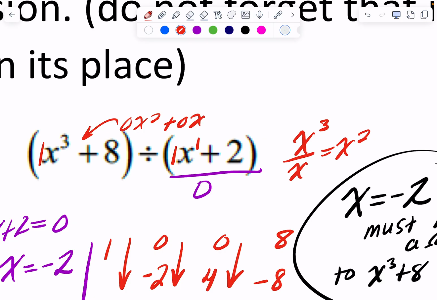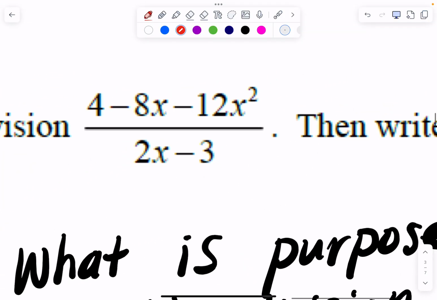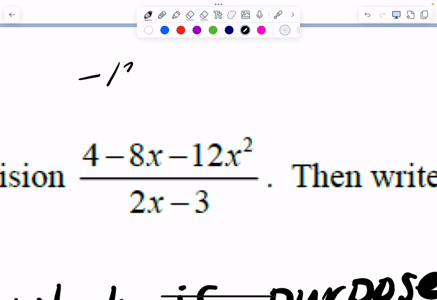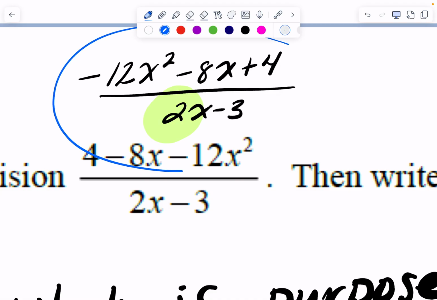Now here's the question. Look at this one. Can we use synthetic division here? No. Let's reorder this real quick: negative 12x squared minus 8x plus 4 divided by 2x minus 3. That's better. You're right, because this is not a 1, if we use synthetic division we are going to get the wrong polynomial. Now here is the thing though, you actually can test something. The question is, what's the purpose? Are you dividing this to test if this is a factor, if this is a solution? Because if so, you actually still can use synthetic division.